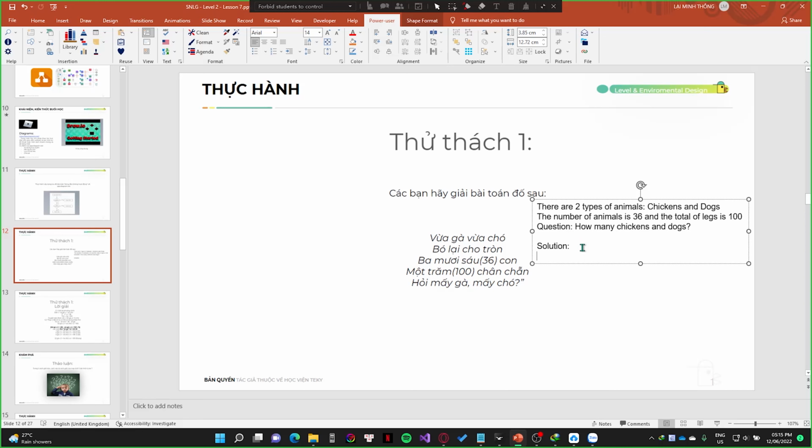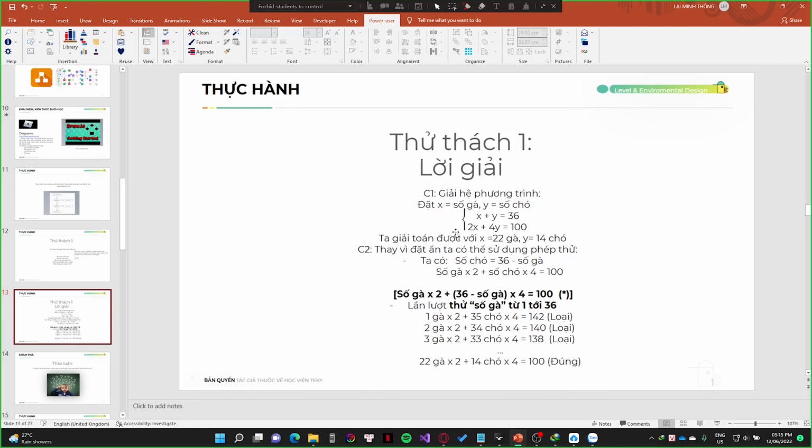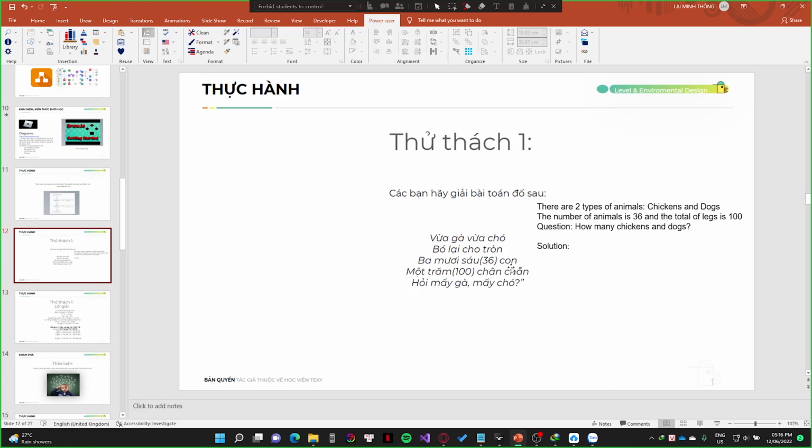Let's talk about the systematic equations first. This is how you can systematically solve the riddle by using a mathematical method. You let a variable: x is the number of chickens, and y is the number of dogs. So we need to find x and y, right?